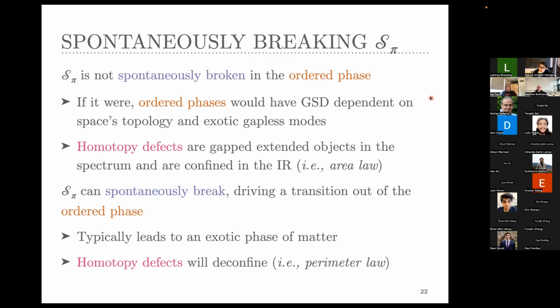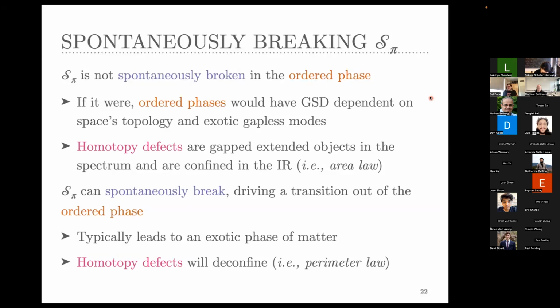Maybe a better perspective is a hallmark feature of the homotopy defects in these ordered phases: not only are they gapped extended objects in the spectrum, but they're also confined in the IR. And what I mean by confined is I really just mean they satisfy some area law in whatever type of nonlinear sigma model type theory you try to calculate it. And that's the key diagnosing criterion to say the symmetry is not spontaneously broken, right?